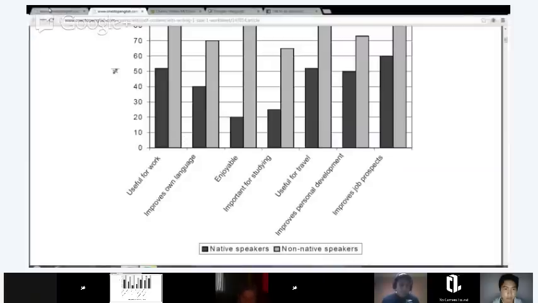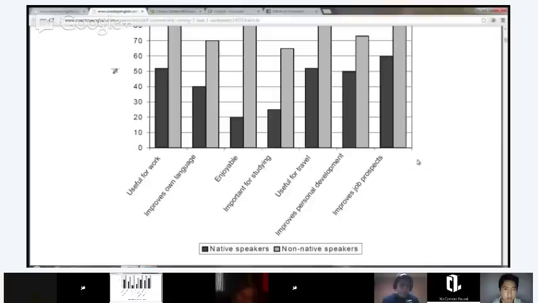So, Abdu, can I get you to read all of these reasons students gave for studying English? Useful for work. Improve our language. Important for studying, useful for travel, improve personal development, improve job prospects. Good. So just by a quick glance at this graph, who has the higher percentages for all of these? Native speakers or non-native? Non-native. Good. So just look at that for about 30 seconds and try to extract as much information as possible from this.